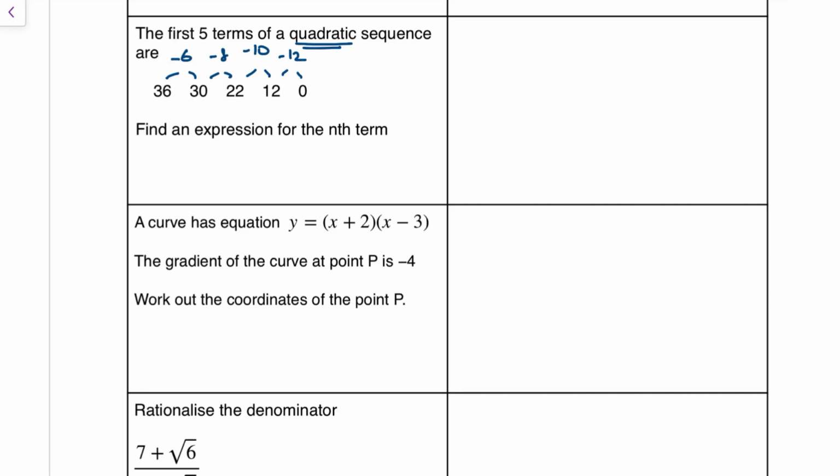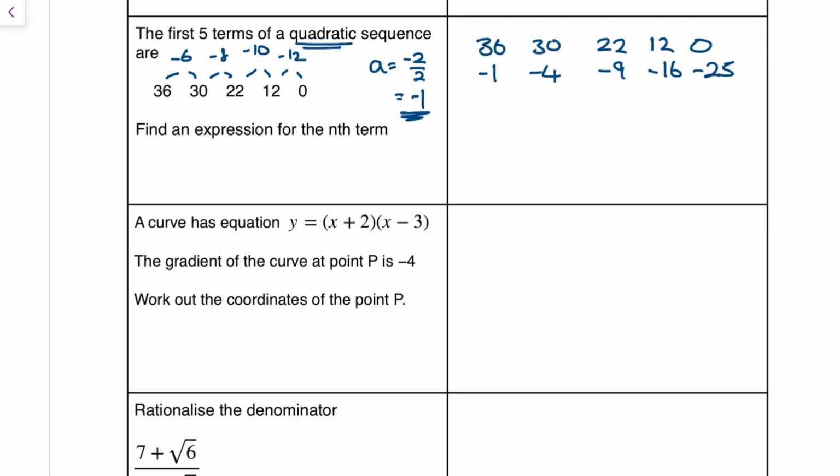My differences are growing up by 2 each time. So therefore my A term is minus 2 divided by 2, which is going to be minus 1. I haven't seen a minus in a while, so actually good question. Now, as I do, a bit different to how some people teach it, is I write my sequence again, so 36, 30, 22, 12 and 0. And then I do minus n squared, so minus 1, minus 4, minus 9, minus 16, and minus 25.